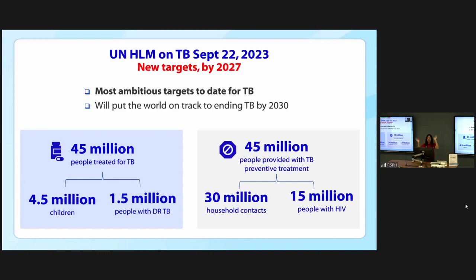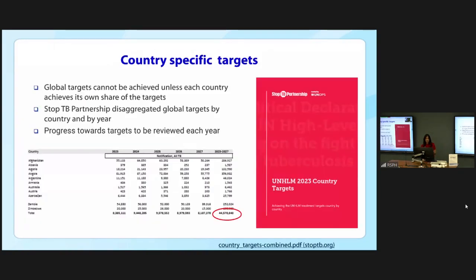So just breaking down all of that into some numbers that we try to keep at our fingertips. The commitment is for 45 million people to be treated for TB and 45 million to be provided with TB preventive treatment, broken down a little bit more into the vulnerable groups for children and people with drug-resistant TB, contacts, etc. What does that look like? Those are really big numbers. How do we really get there?